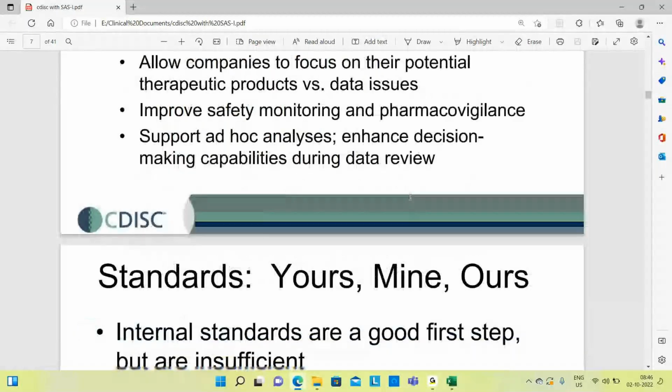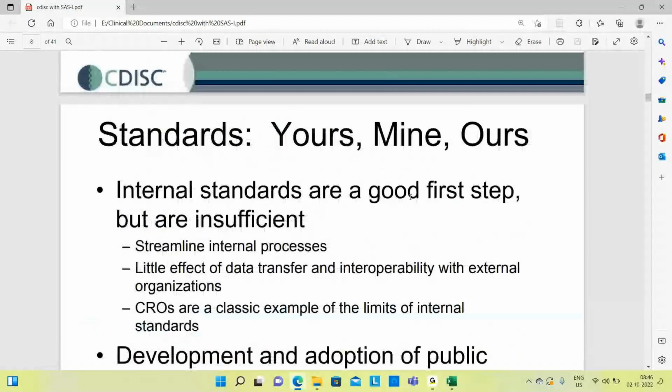Yes. Next, standards. Every CRO will have their own standards. So internal standards are a good first step but are insufficient.